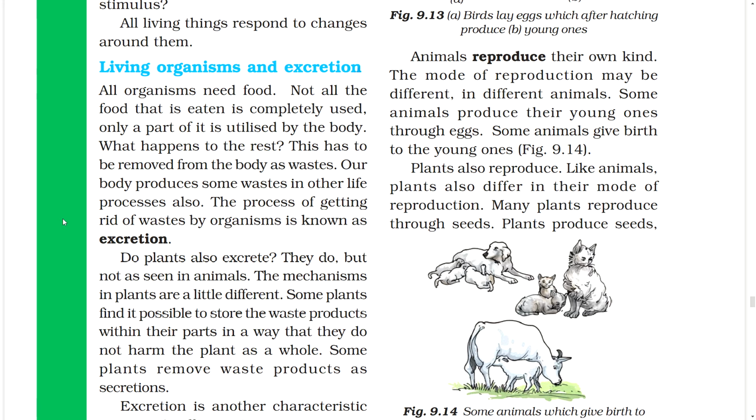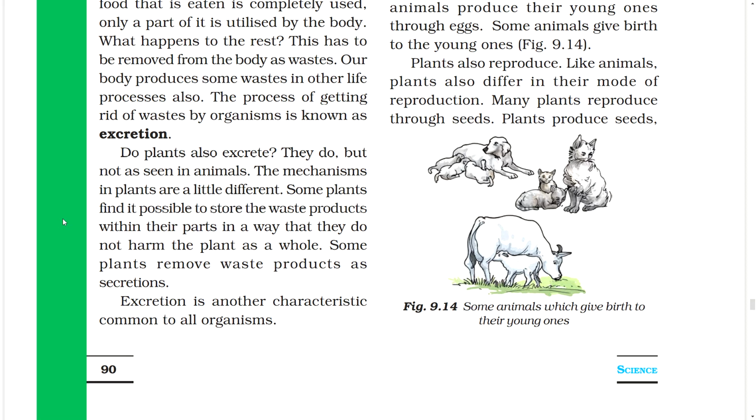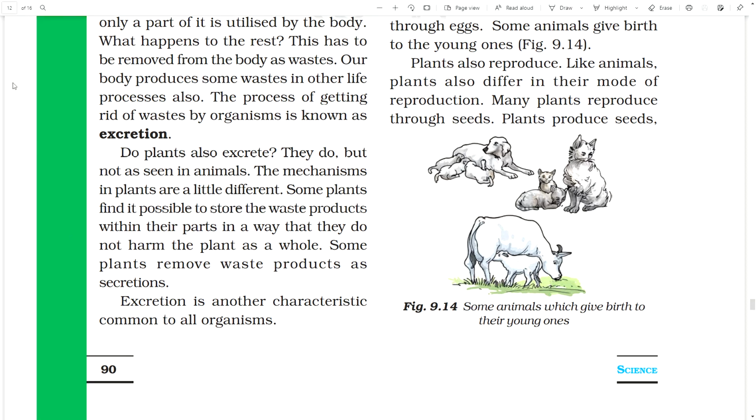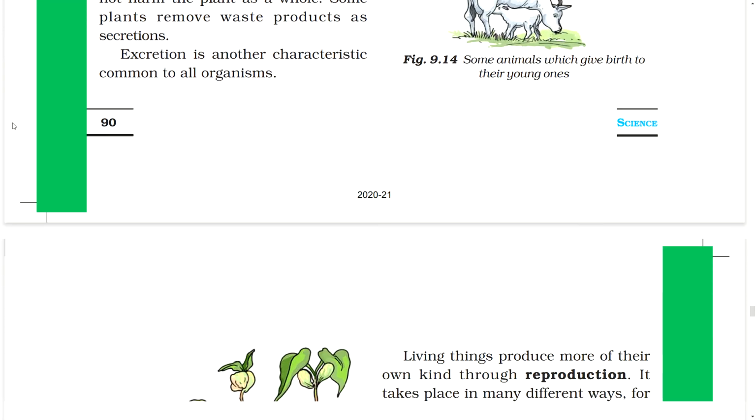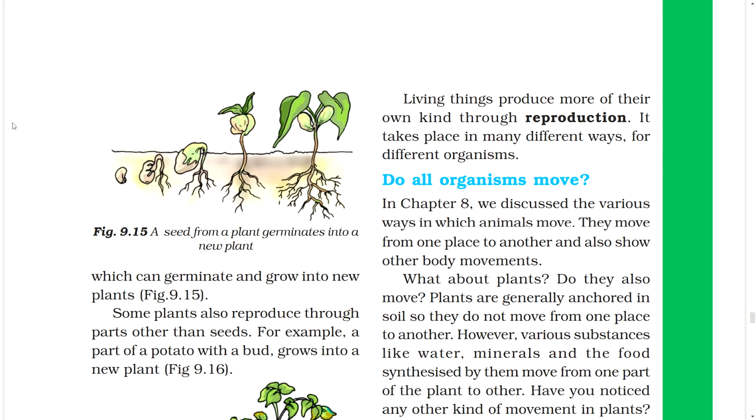Plants also reproduce like animals. Plants also differ in their mode of reproduction. Many plants reproduce through seeds. Plants produce seeds. Figure. Some animals which give birth to their young ones. Figure. A seed from a plant germinates into a new plant, which can germinate and grow into new plants.